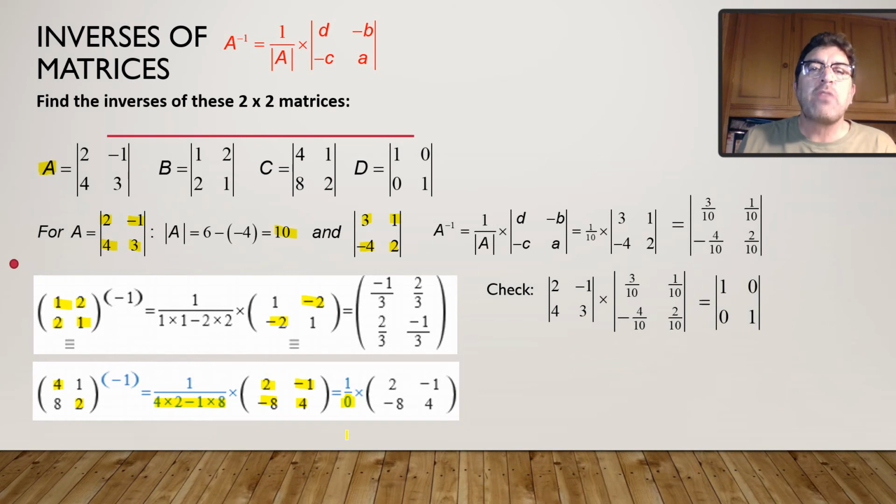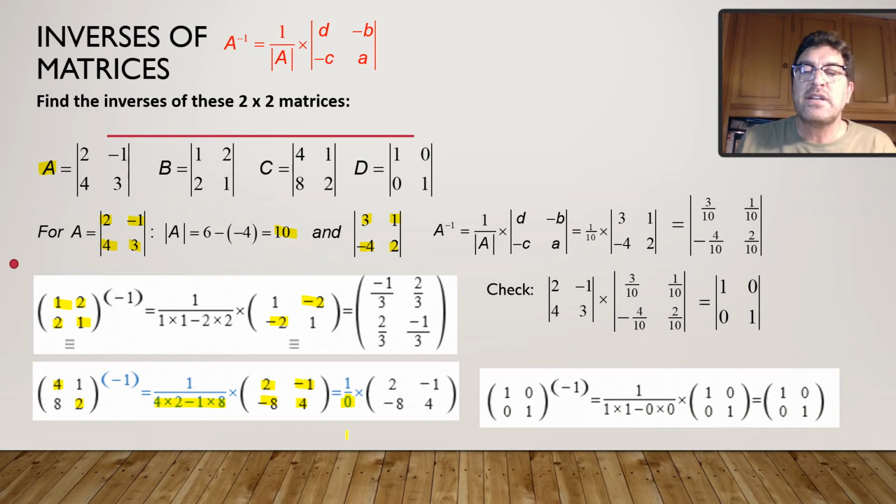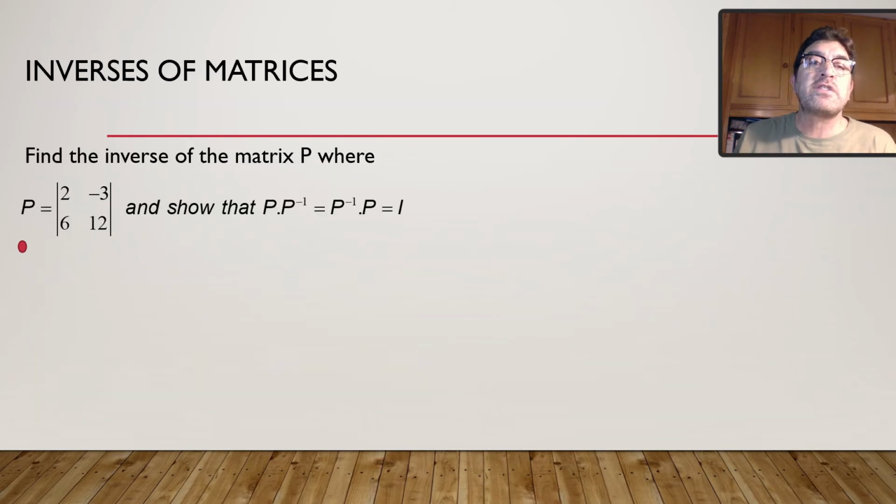Okay, the last one is the identity matrix, and as expected, the identity matrix's inverse is just itself. Okay, folks, remember the determinant of the identity matrix is also 1. We saw that in a prior video. Okay, that takes care of the 2 by 2 matrices. There's another one for you. Find its inverse and show that the product of P multiplied by its inverse is the same as the inverse multiplied by the initial matrix and gives the identity matrix. Pause the video now, do the problem and come back.